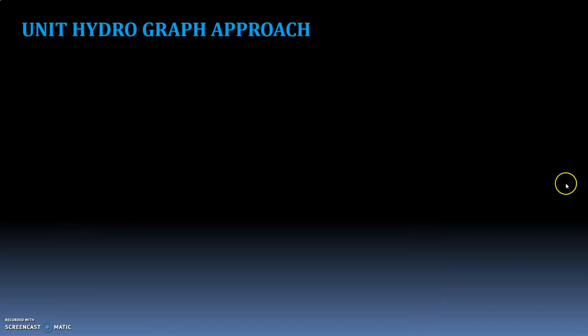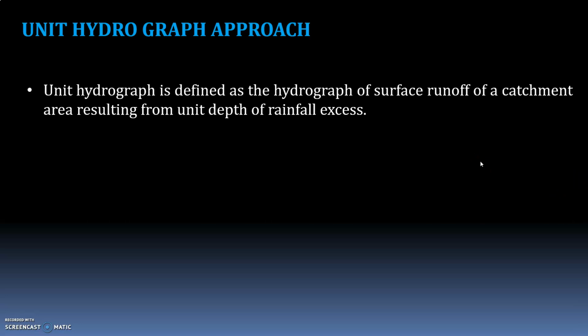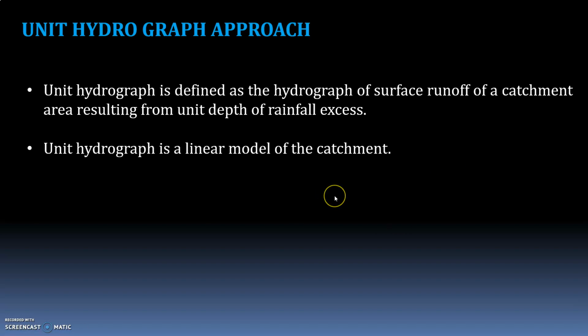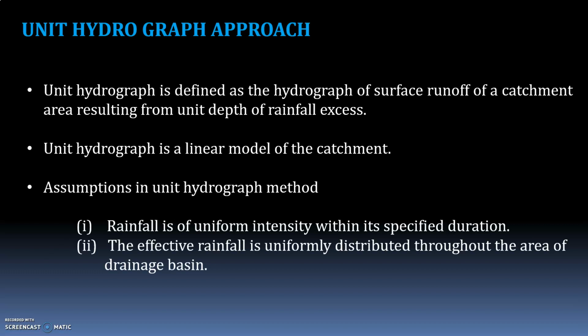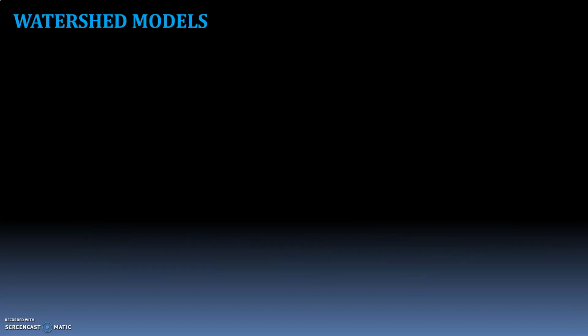Next one is the unit hydrograph method. This is a very popular method. A unit hydrograph is defined as the hydrograph of surface runoff of a catchment area resulting from unit depth of rainfall excess. A unit hydrograph is a linear model of the catchment. Assumptions in the unit hydrograph method are: the first one is rainfall is of uniform intensity within its specified duration. The second one is the effective rainfall is uniformly distributed throughout the area of the drainage basin.